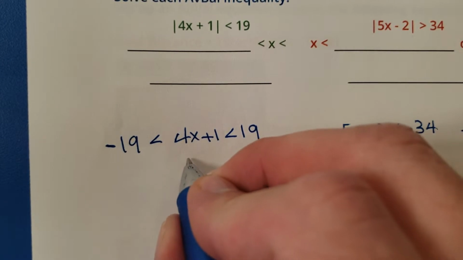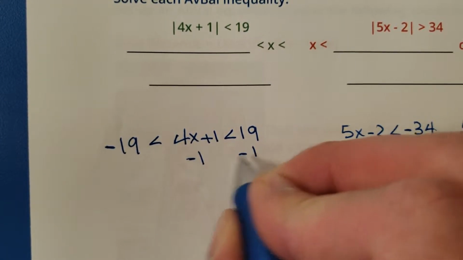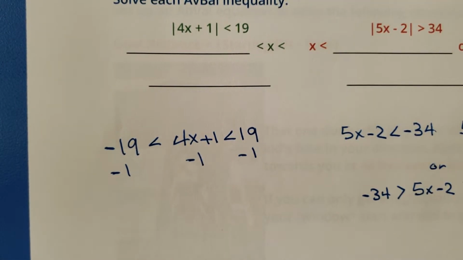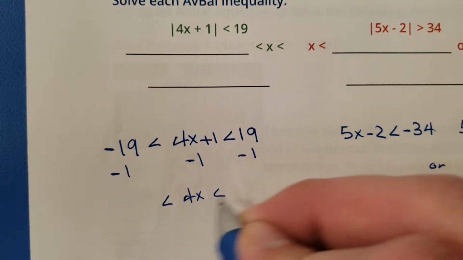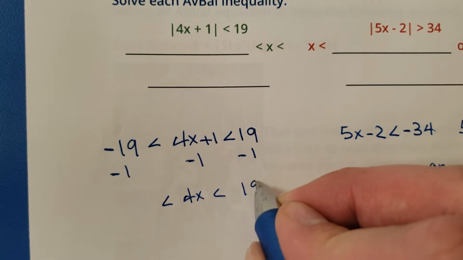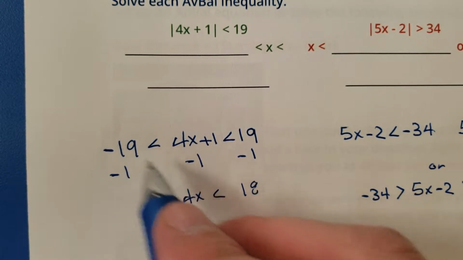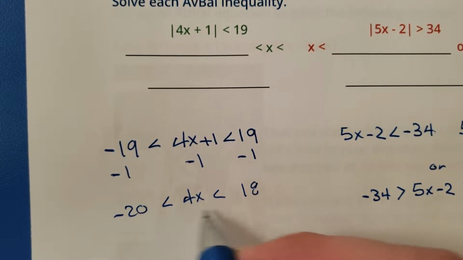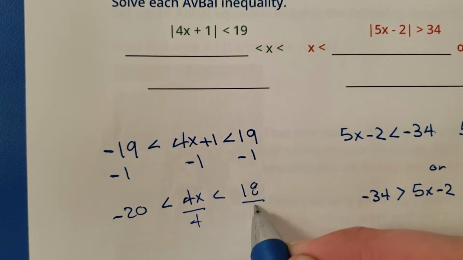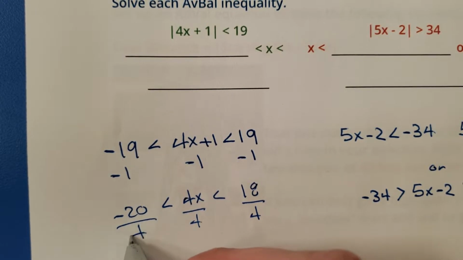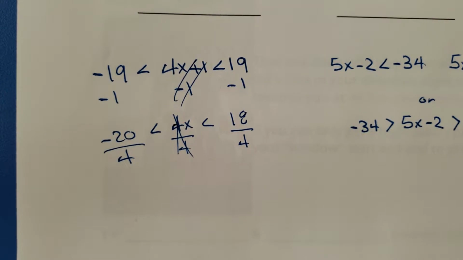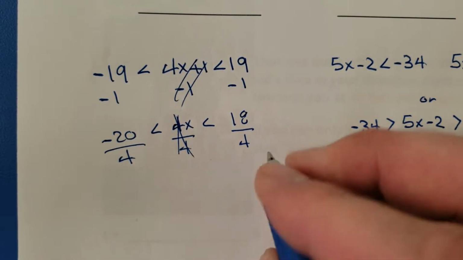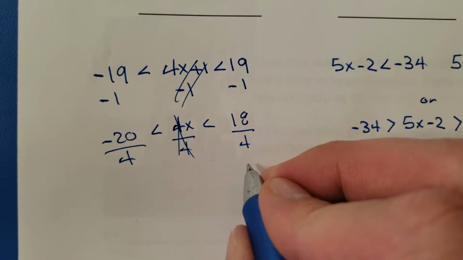So here we go. Let's do one step at a time. Minus 1. Remember, with these compound inequalities, whatever you do to the inside, you should do to the outsides. Rewrite 4x less than 19 minus 1, which is 18. Negative 19 minus 1 is a negative 20. Divide everything by 4. You might get decimals. Big whoop. They're numbers too. Goodbye, you're gone. Canceled you.